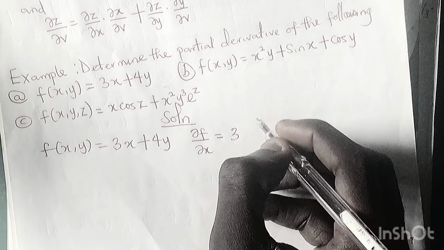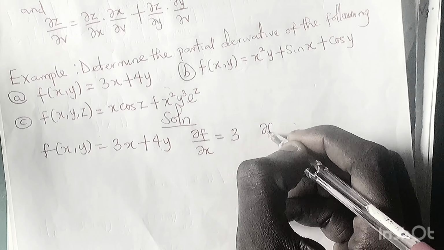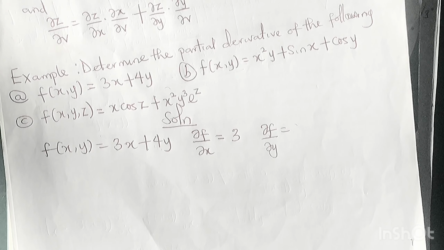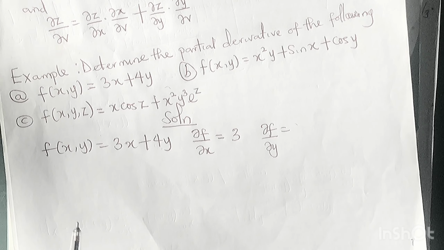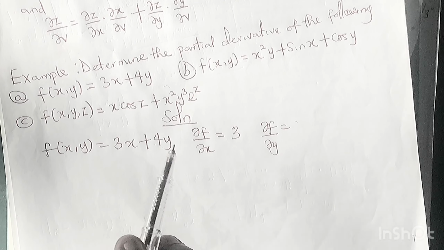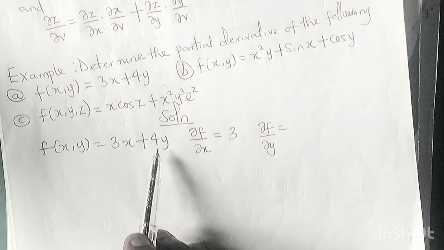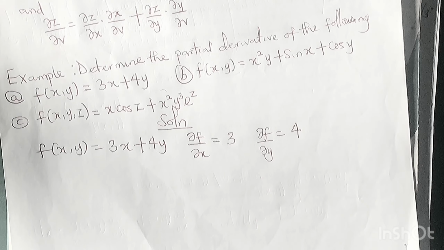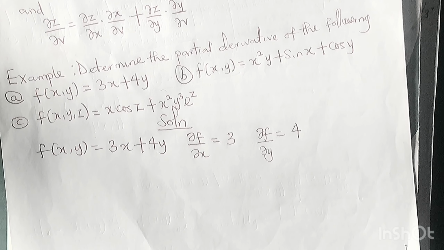Very simple. Now if you want to do ∂f/∂y, I'm sure you know what that means already, because I know you are smart. ∂f/∂y now means differentiating with respect to what? y only. Is this having y? No. Is this having y? Yes. Differentiate 4y, what will you get? 4. You can see it's very simple, just like I said earlier.